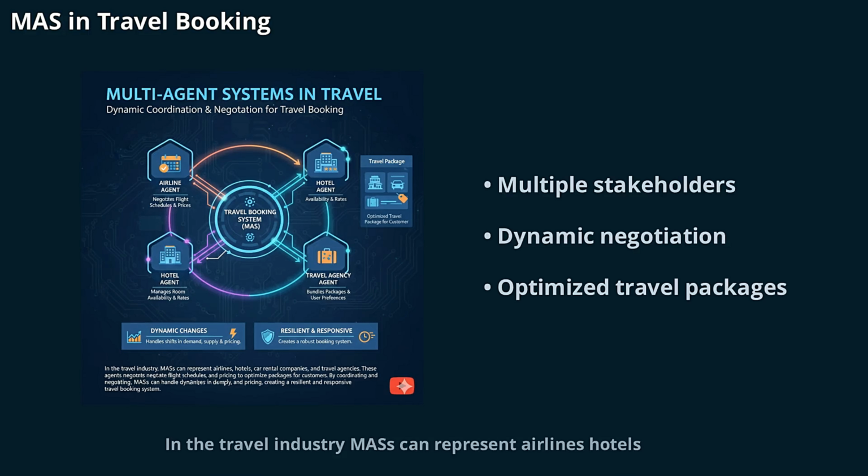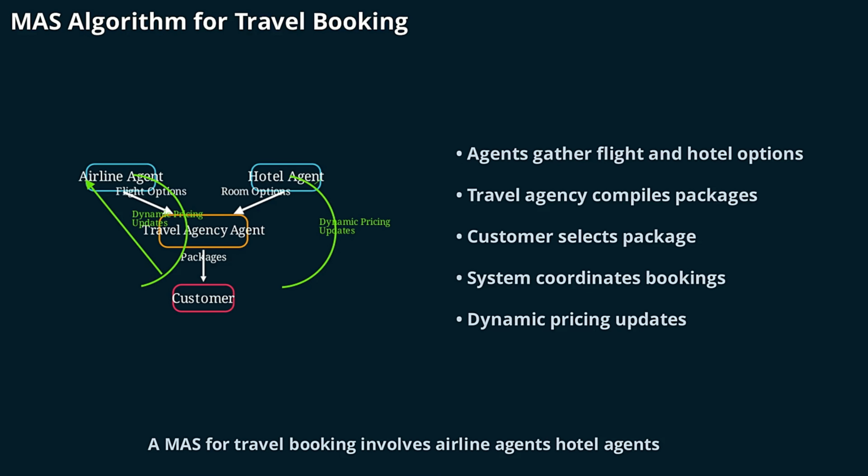In the travel industry, MASs can represent airlines, hotels, car rental companies, and travel agencies. These agents negotiate flight schedules, room availability, and pricing to optimize travel packages for customers. By coordinating and negotiating, MASs can handle dynamic changes in demand, supply, and pricing, creating a resilient and responsive travel booking system. A MAS for travel booking involves airline agents, hotel agents, and a travel agency agent.